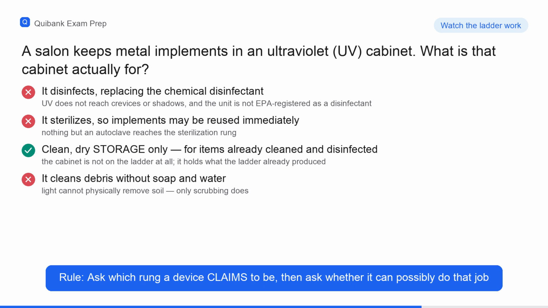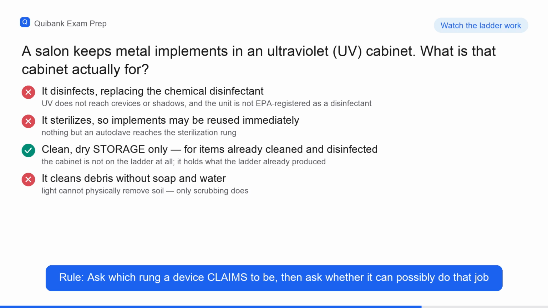Now watch the ladder answer a question you may never have been taught directly. A salon keeps its metal implements in an ultraviolet cabinet. What is that cabinet actually for? Option 1 says it disinfects and replaces the chemical. Option 2 says it sterilizes, so implements are ready to reuse. Option 4 says it cleans debris without soap and water.